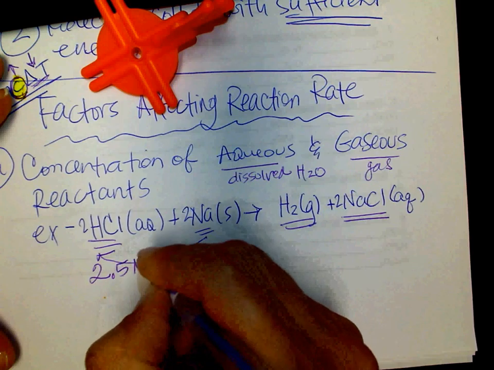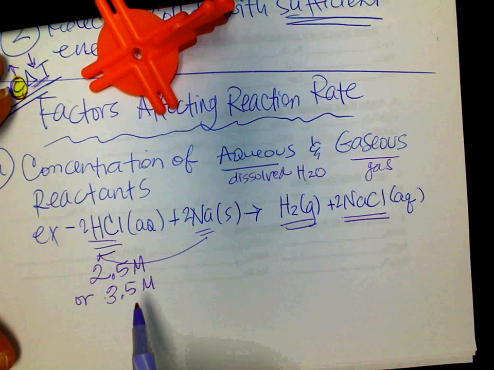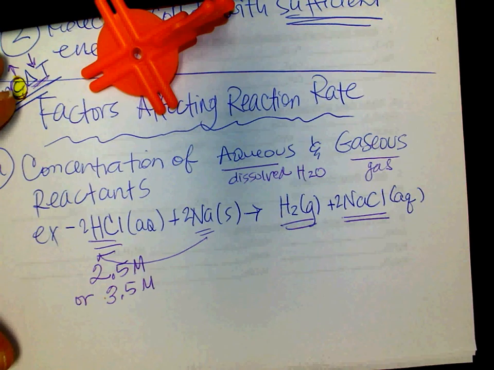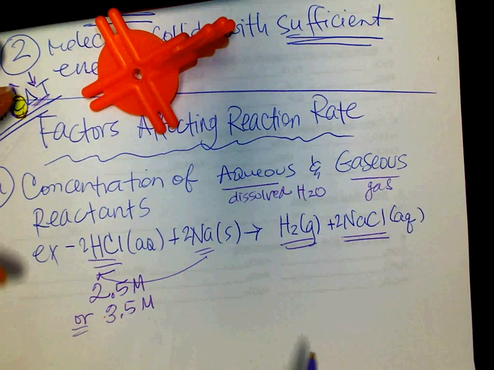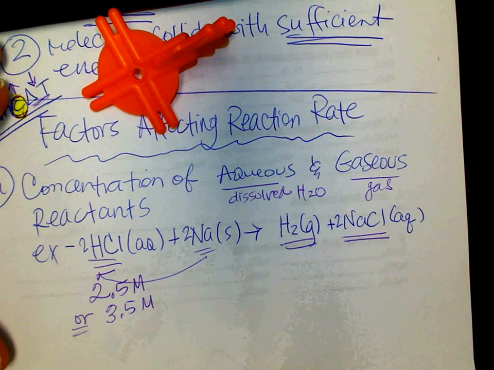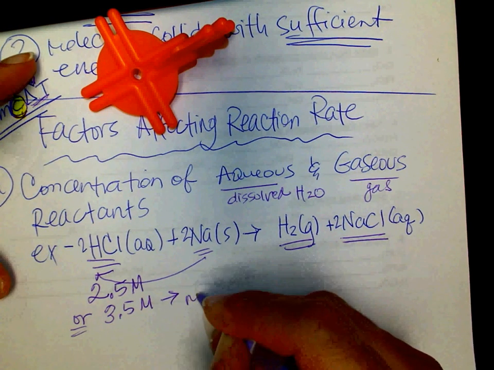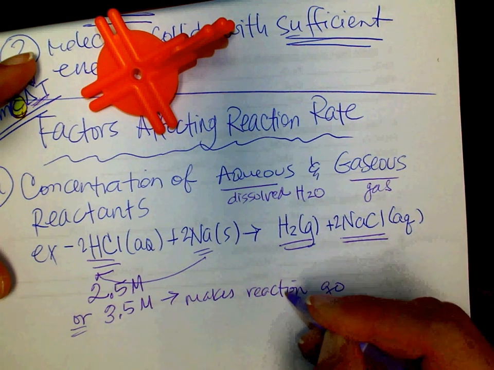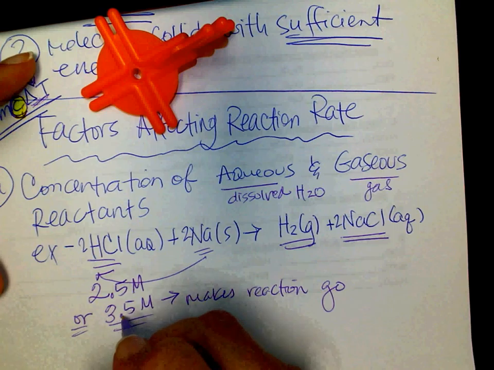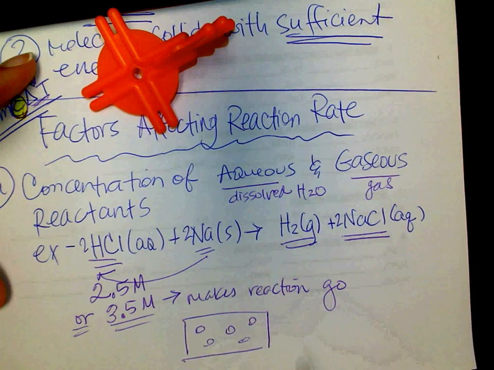Now, when this happens, which of these concentrations, 2.5 molarity or 3.5 molarity, would create a higher or faster reaction rate? 2.5 or 3.5? All right. Now, we're going to talk about whether it goes faster or slower when you have a higher reaction rate. Well, think about what's happening.